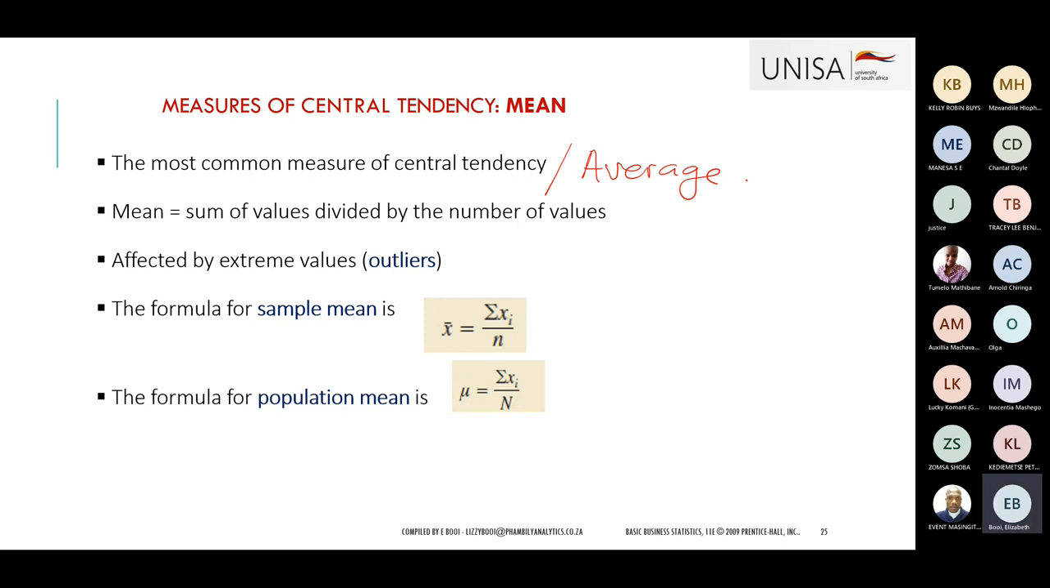The sample mean, represented by the X bar, is equal to the sum of the observations divided by the sample size, which is the small n.